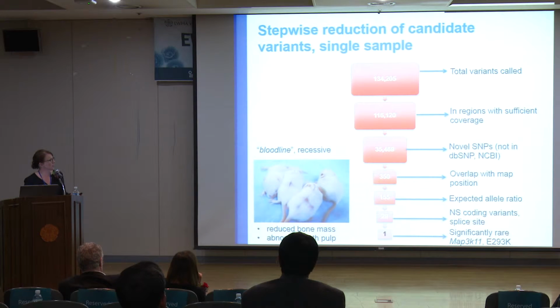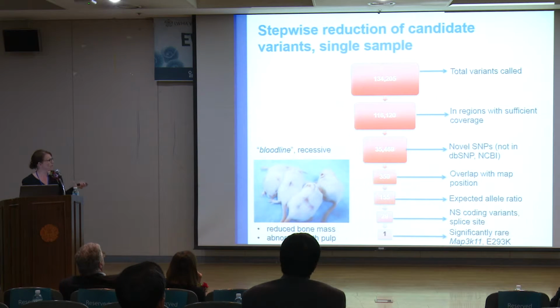So this is to give you an example of how we look at the data. This is looking at one individual mutant. This is a mutation that arose on BALB-C, which is a background that is a little bit further removed from the mouse reference genome. So we have in this individual exome about 134,000 variant calls.